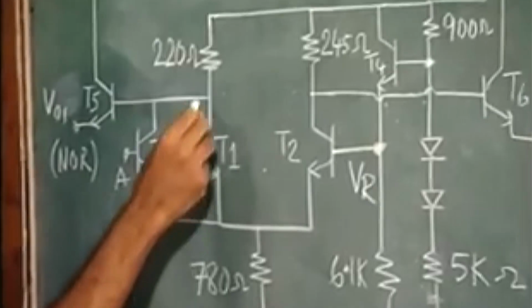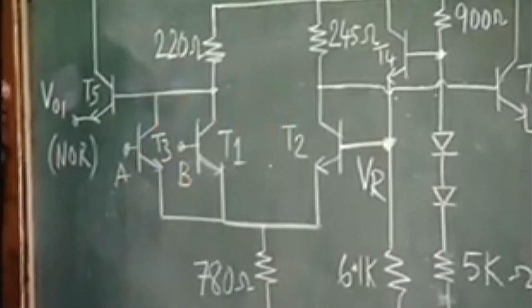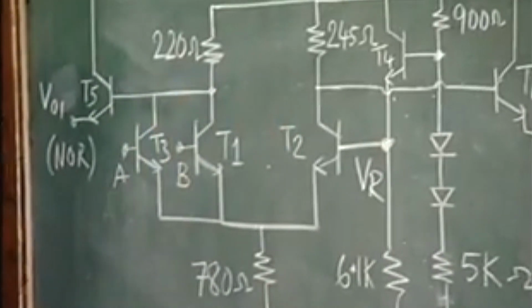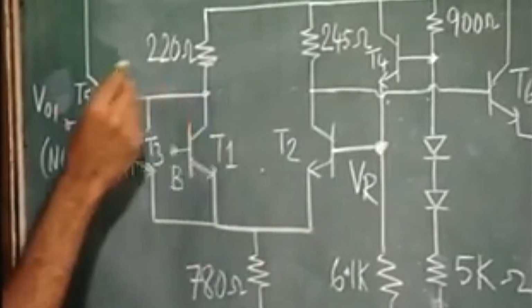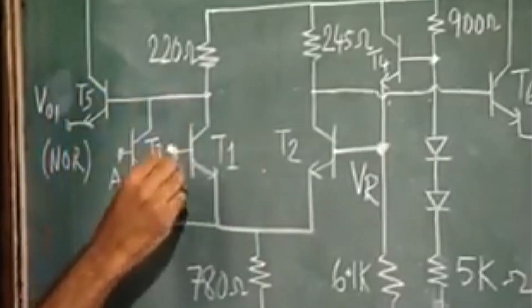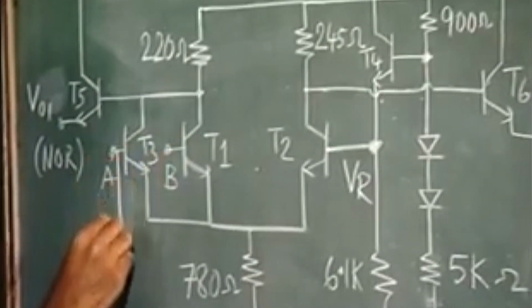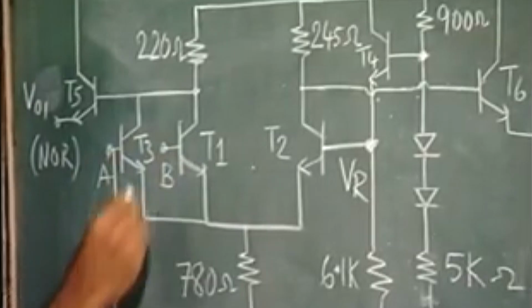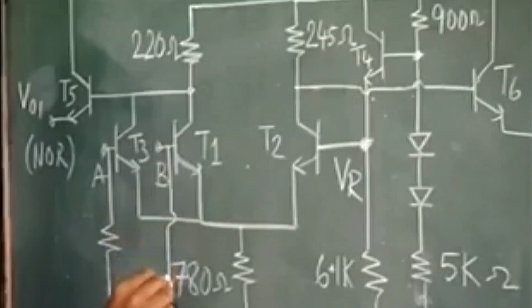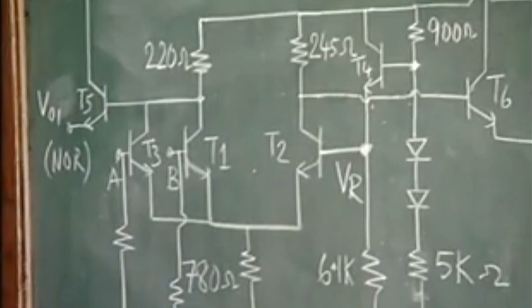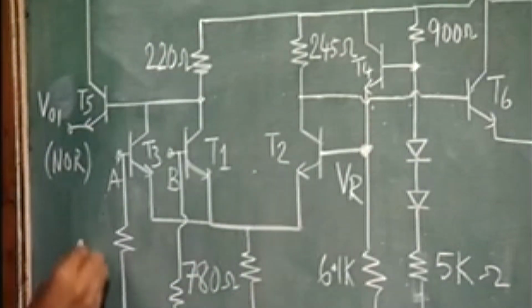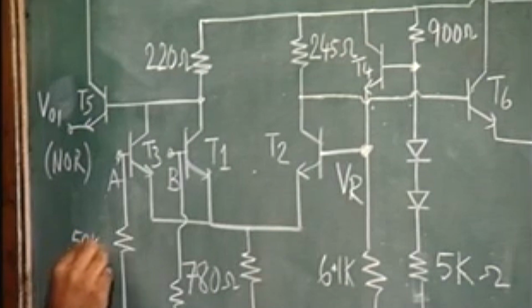And from the collectors of these transistors you have the emitter followers. So, you have the emitter follower transistors here. Sorry, I missed out something here. You have some resistances at the inputs. These resistances are 50 kilo ohms.